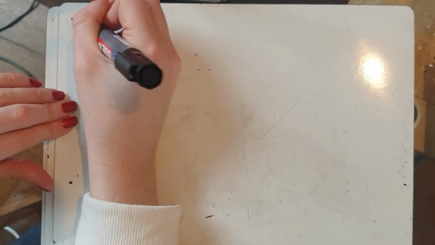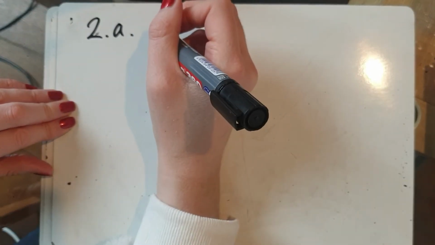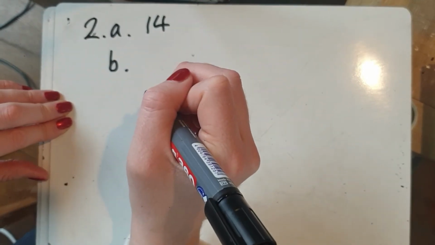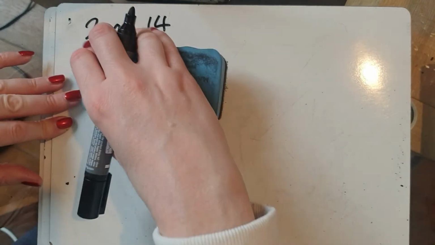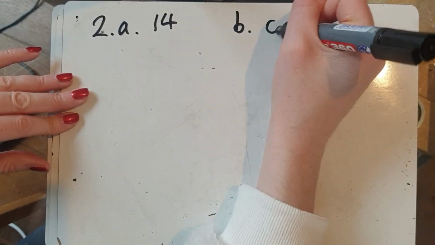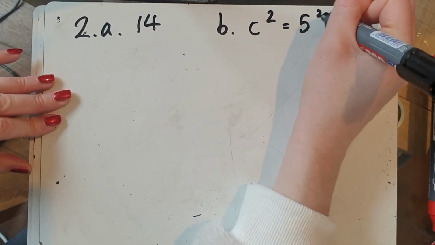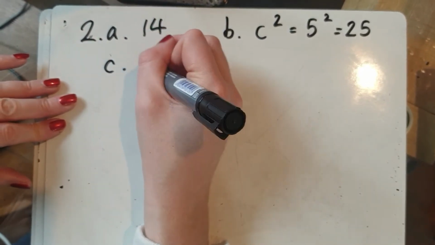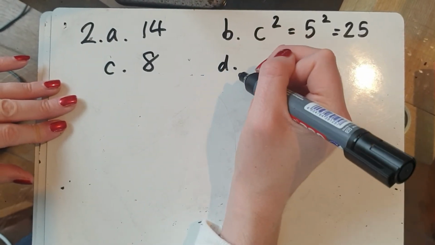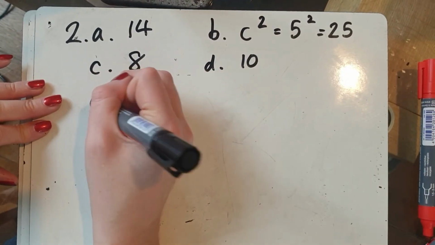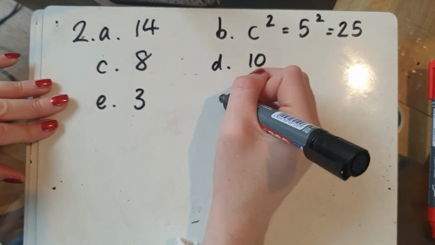Answers for question 2. So 2a is 14. 2b, I'm actually going to do them in the order that they are on the question sheet. So b is next to a. So for b, you had to do c squared, which is 5 squared, which is 25. C is b cubed, that is 8. D was 2 into a plus c, which is 10. E is 3.